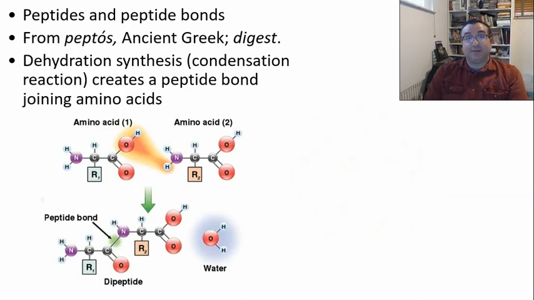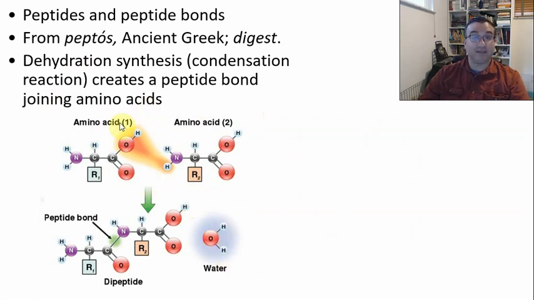Now, we can talk about peptides and peptide bonds. This comes from the Greek word peptos, which was ancient Greek meaning to digest. Dehydration synthesis, also called condensation reactions, creates a peptide bond that joins together amino acids. So a peptide bond is a bond between two amino acids. We can see it's called dehydration because water is coming out of it.